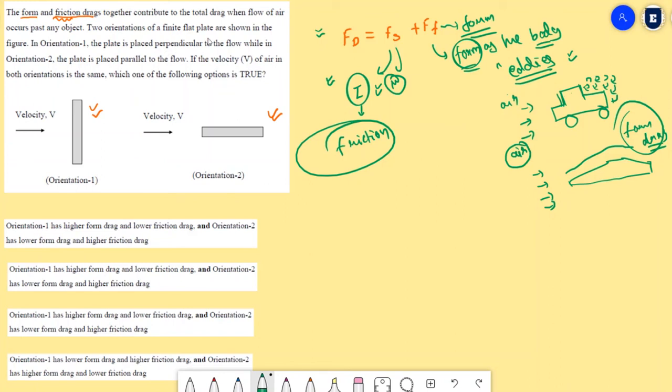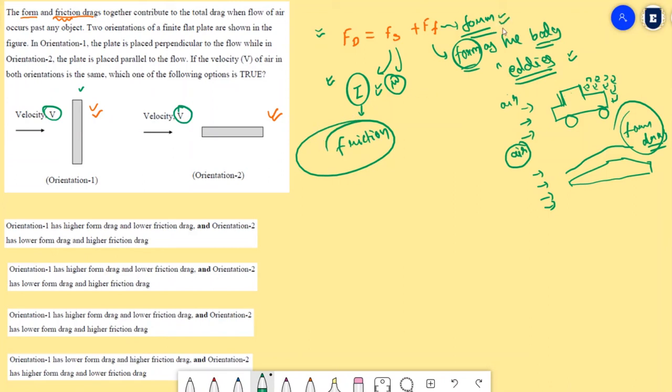Two orientations of the finite flat plate are shown in the figure. In orientation 1, the plate is placed perpendicular to the flow, while in orientation 2, the plate is placed parallel to the flow. If the velocity V of the air in both orientations is the same, which one of the following options is true? Very simple question, to be honest.